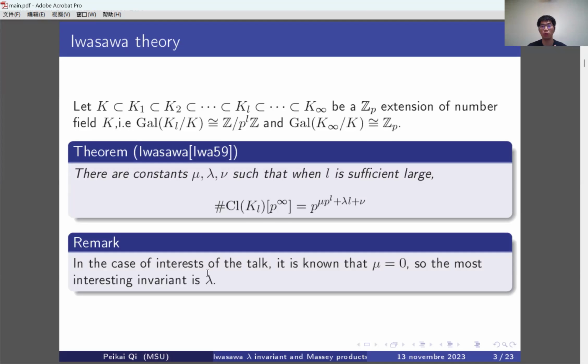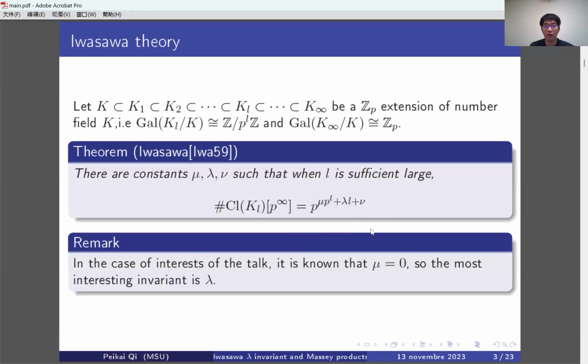So in our talk, we mainly focus on the invariant lambda. After Iwasawa proved this theorem, people wanted to calculate some examples. At that time, all the cases we knew had lambda equal to 1. People calculated a lot of examples, but for all of them lambda was always equal to 1. But people thought there should be some example where lambda is greater than 1.